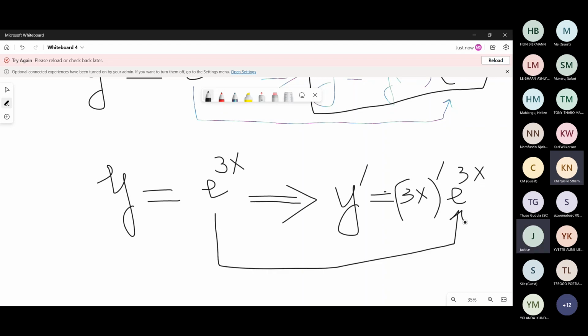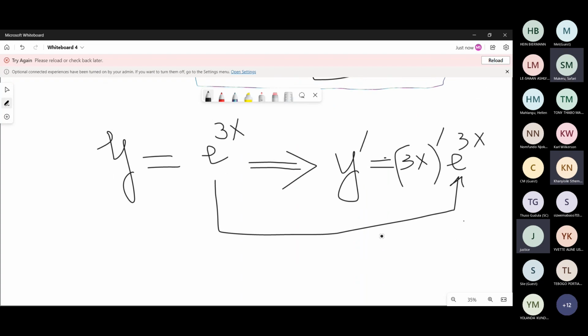So is this e an exponent now? No, it's still the base of the exponent, the number e, 2.718 something. It is next to 3x. Yes, 3x times, right? It's not a multiplication. Okay, what is this answer now?